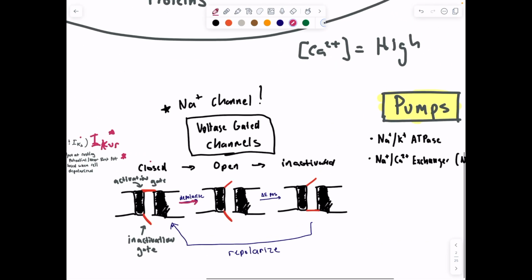All right, just a quick reminder about voltage-gated channels. They open and close or inactivate at different membrane potentials. The sodium one is a great example. Why? Because when you're at your resting potential, you're closed, and that means that the activation gate is closed. There's also an inactivation gate, which is open.